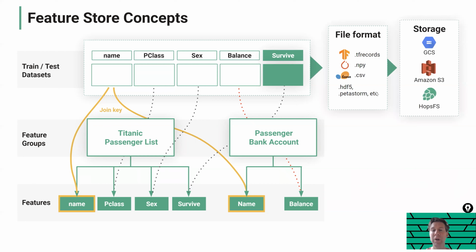So the files you might want to have are TF record if it's TensorFlow, NumPy for PyTorch, CSV for scikit-learn, Petastorm or Parquet if it's SparkML. And you might then decide to store this in a bucket in S3 so that your data gets output to a bucket. You can do this if you have very large volumes of data.